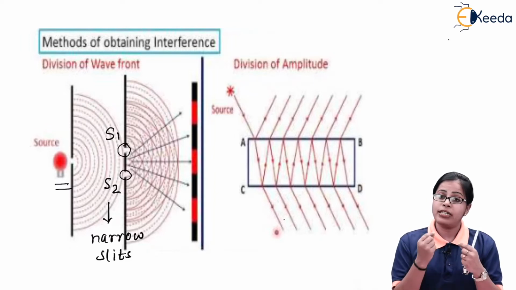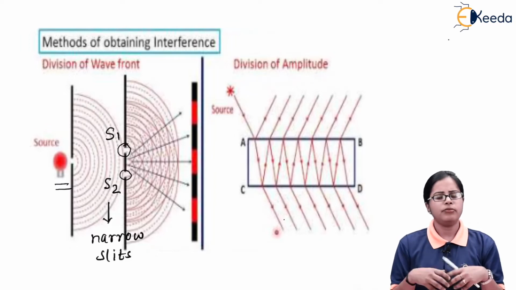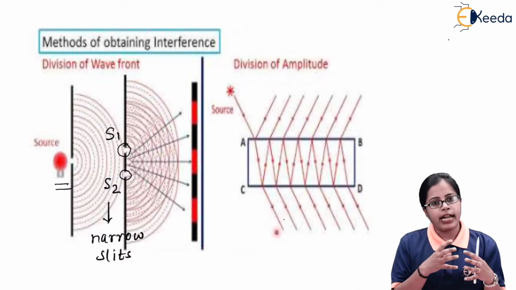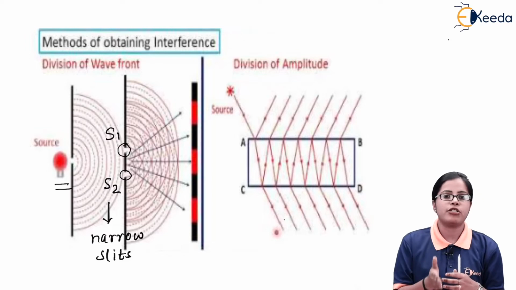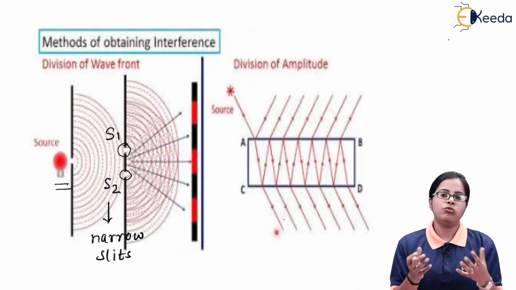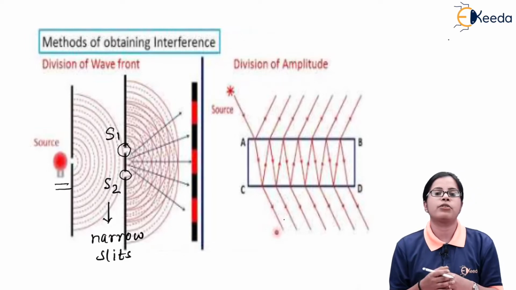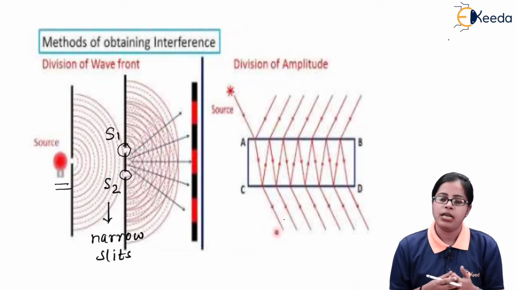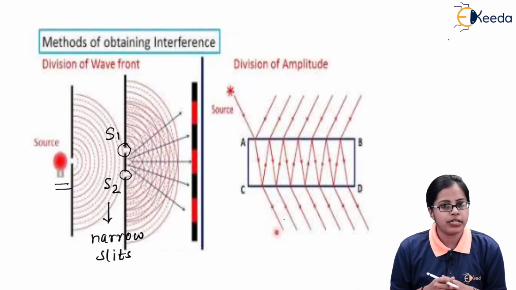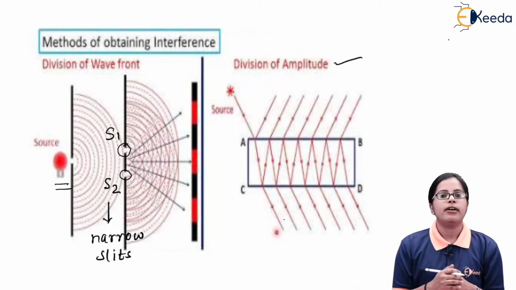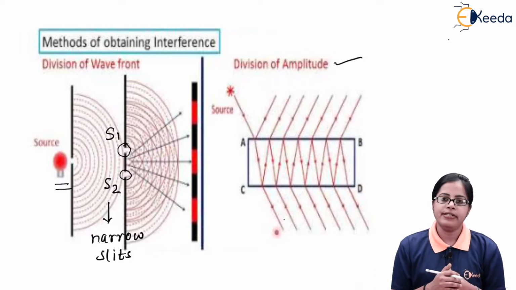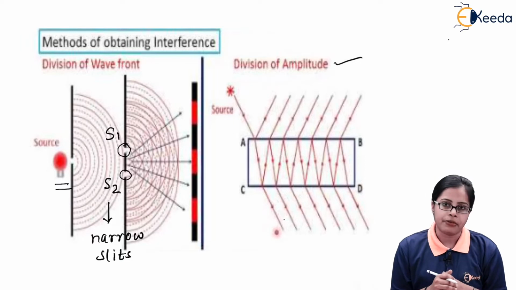So this is how we obtain interference with the help of division of wavefront, which is done by using two narrow slits, so that the light waves coming from the two narrow slits are nothing but coming from the same source. So these two light waves from S1 and S2 can behave as coherent sources, because that is a must condition for interference. Next, as you can see, the second method for obtaining interference is division of amplitude.